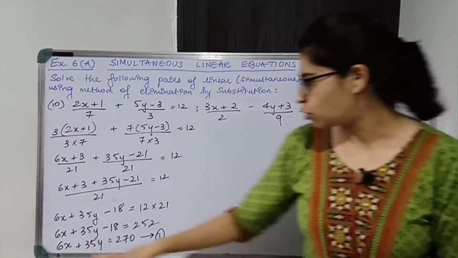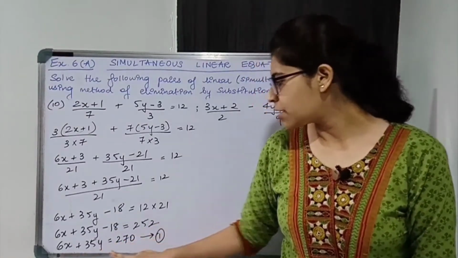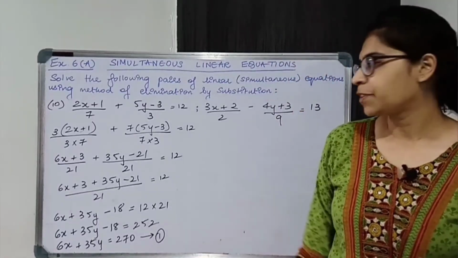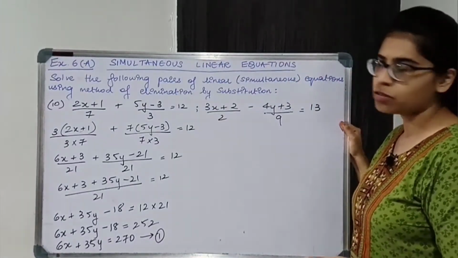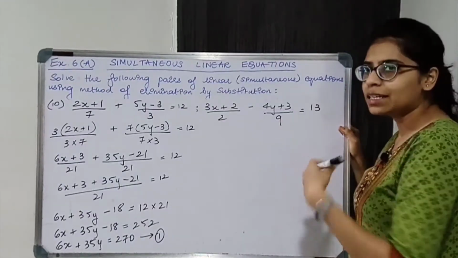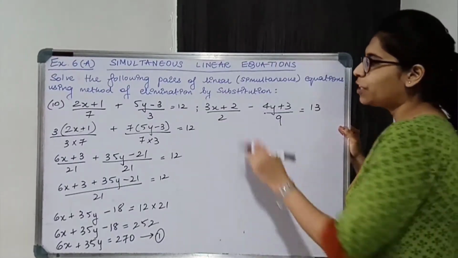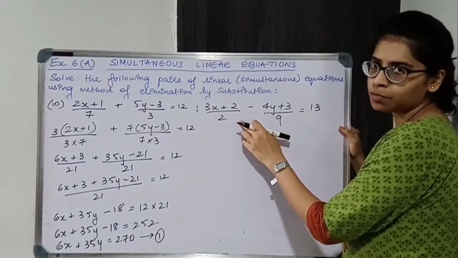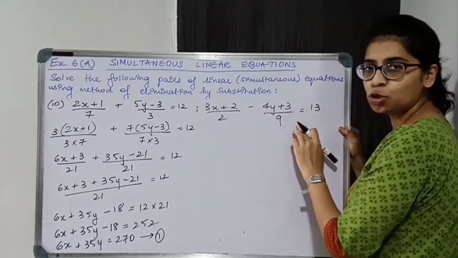Okay, so this is equation 1: 6x plus 35y is equal to 270. Coming to the next equation, over here 2 and 9 are in the denominator, take the LCM, it will be 18. So we have to multiply by 9 over here in both numerator and denominator, and over here by 2.